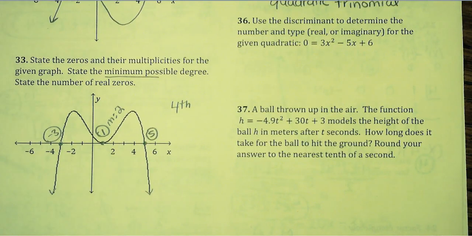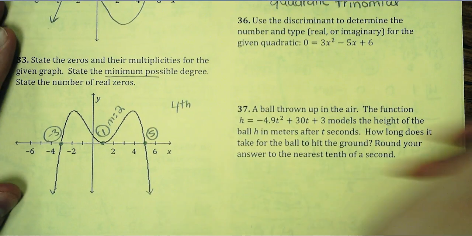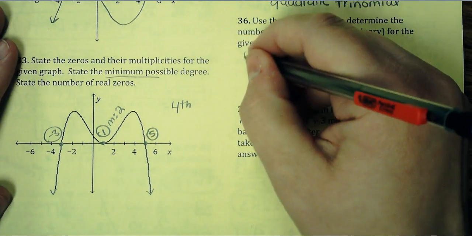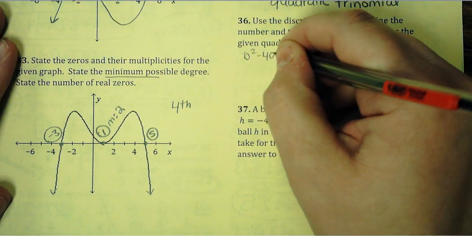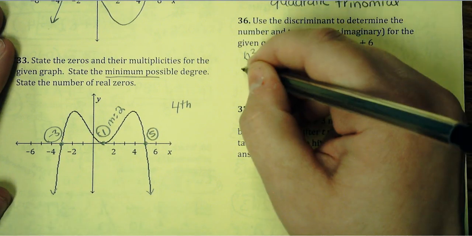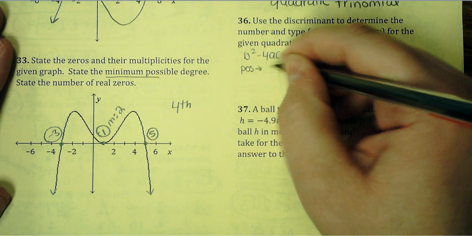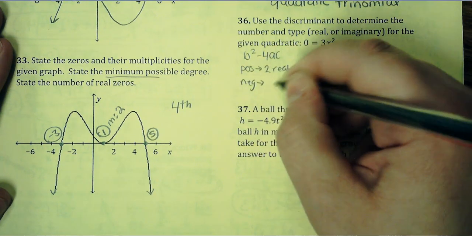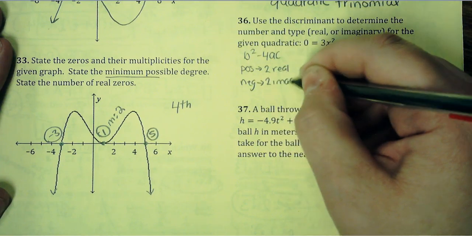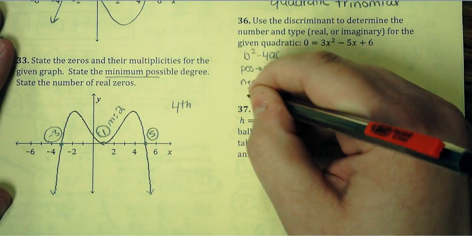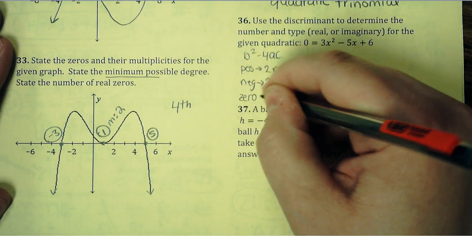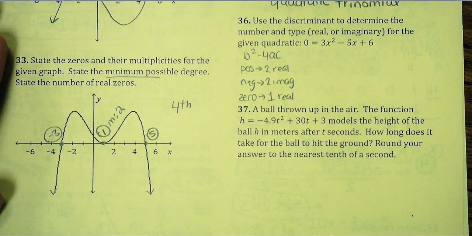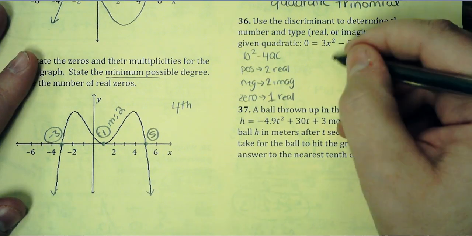For number 30, we are supposed to find the number and type of solutions here. So the discriminant is b squared minus 4ac. You've got three options. If that number is positive, you have two real. If that number is negative, you have two imaginary. And if that number turns out to be 0, you have one real solution. So we just have to plug the numbers in and figure it out.